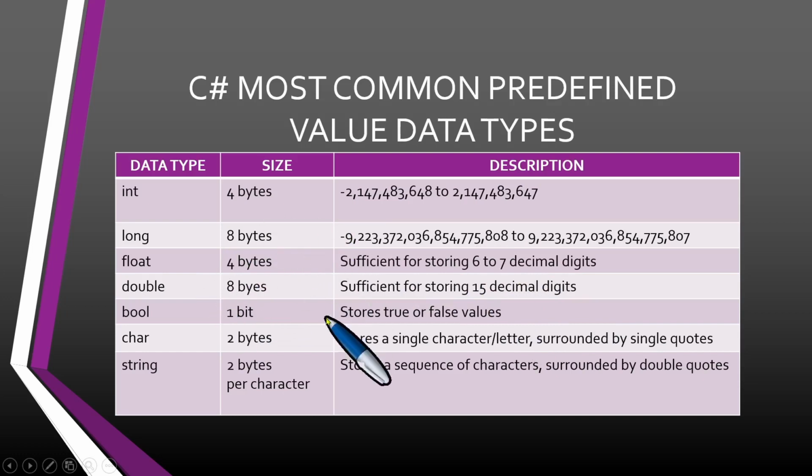And then if you want to store either true or false, we can use the bool data type for boolean. And char, for example, if you want to store a single character or letter. And in C#, there is a string data type if you want to store a sequence of characters. Normally, a string is surrounded by double quotes, and single quotes for char. We will talk about this in our next example.